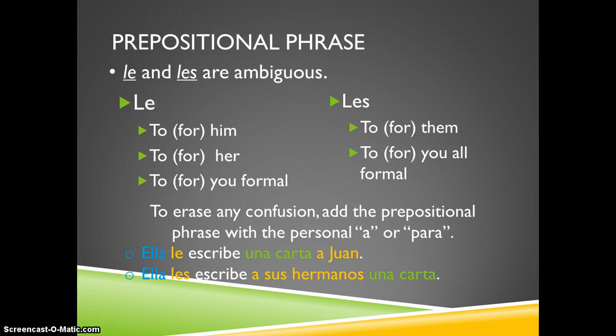So ella le escribe una carta a Juan. So if we just said ella le escribe una carta, she writes a letter to them, but we don't know who it is. So we'd say a Juan. Ella les escribe a sus hermanos una carta. Again, notice we can have a little bit different word order in those examples.